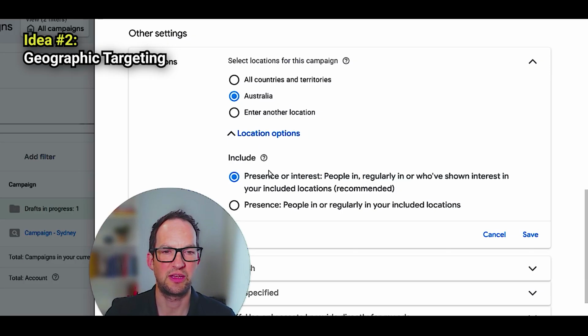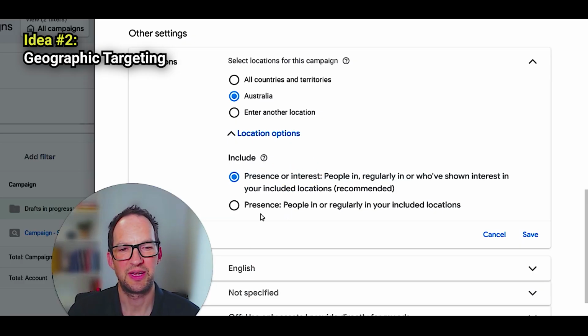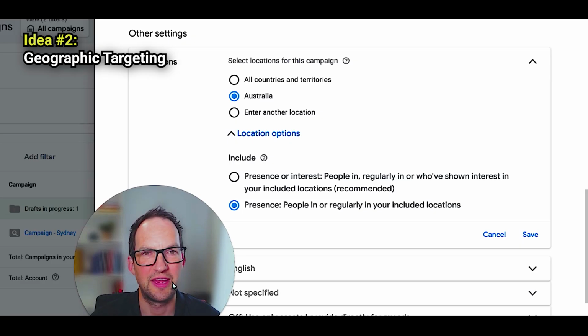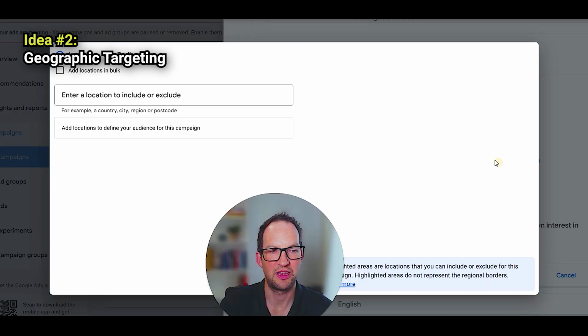And the next mistake is having this setting here, presence or interest. What you really need to be doing is having this set on presence, people in or regularly in your included locations, and that's going to make sure that your ads show for people actually in your area, not outside of your area.